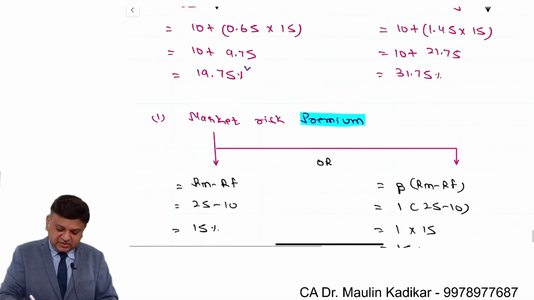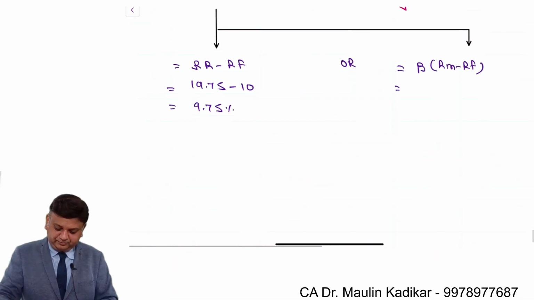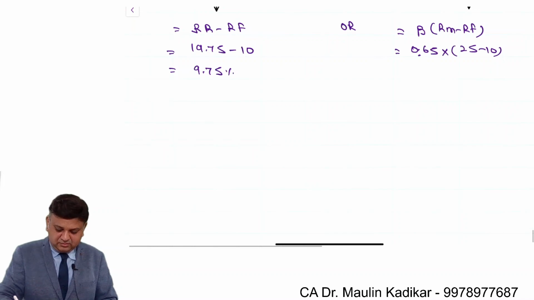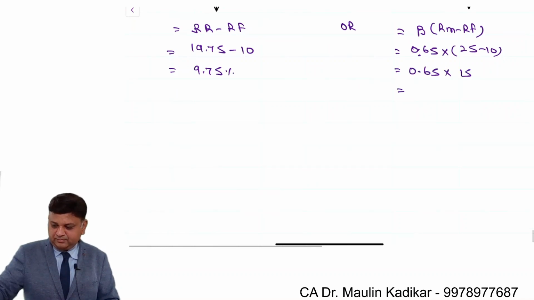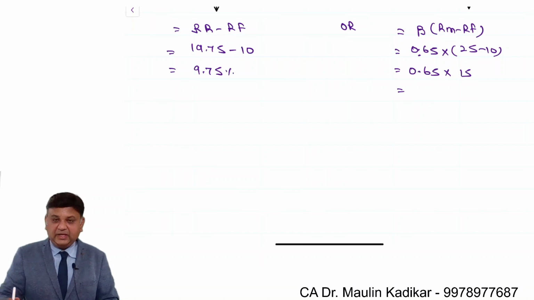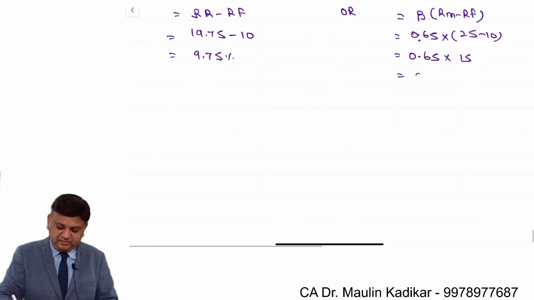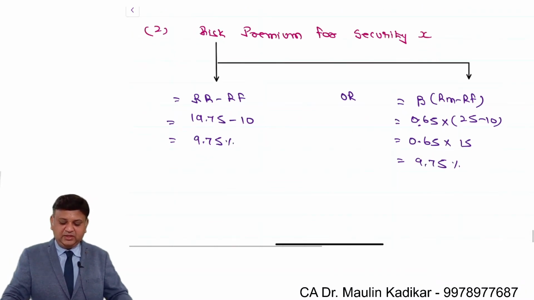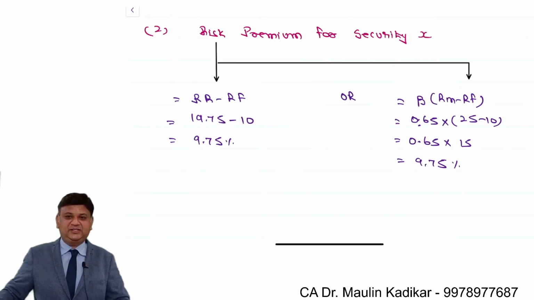What is beta of the security? 0.65 into (RM is 25, RF is 10). 0.65 into 15, that comes to again 9.75. So this is the way you can compute the risk premium for security X.